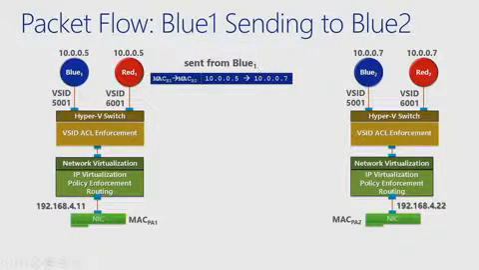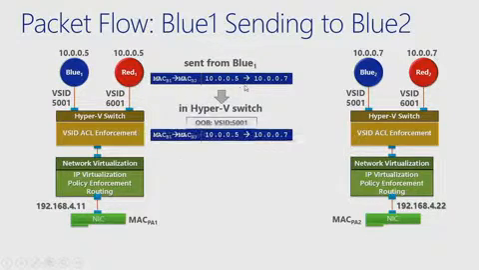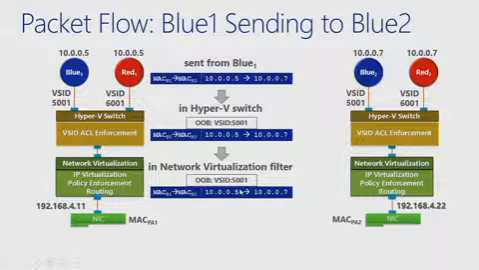Then what's sent? Okay, sent from Blue, because remember, it doesn't know network virtualization. The VM is completely transparent of all of this. So what's sent is a regular packet. I want to send information from the IP addresses from my Mac to your Mac. But in the Hyper-V switch, we attach the VSID that represents that virtual subnet ID. And that's all combined and aggregated in the network virtualization filter.